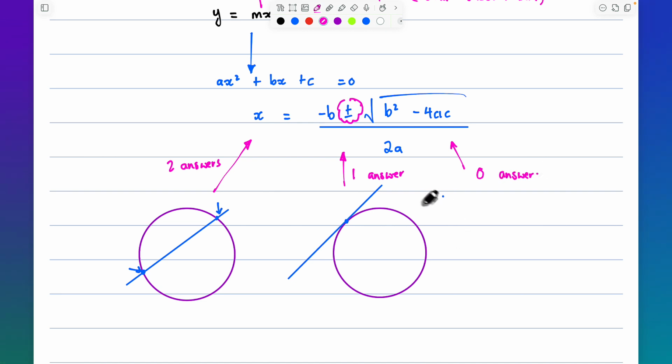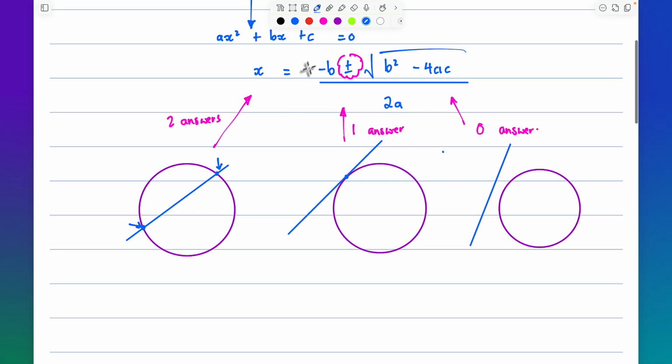All right, and our third scenario is when you have zero answers, right? You have zero answers, which means there's no point at which your circle and your line touch, which means in this case, if this is your circle, maybe your line looks something like this. They don't touch whatsoever. So these are the three different scenarios that we're going to need to work with, right?